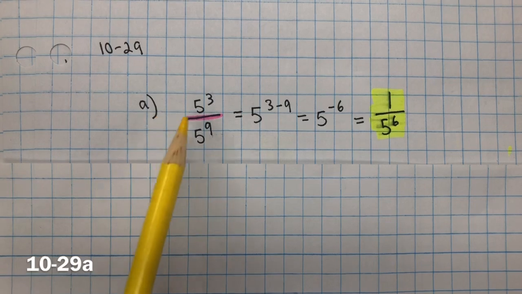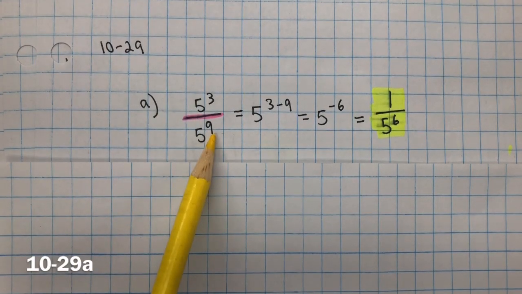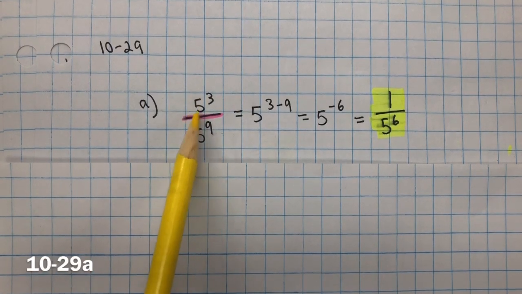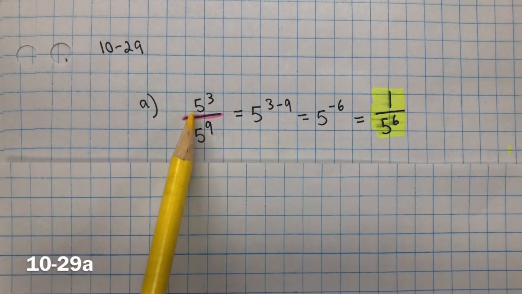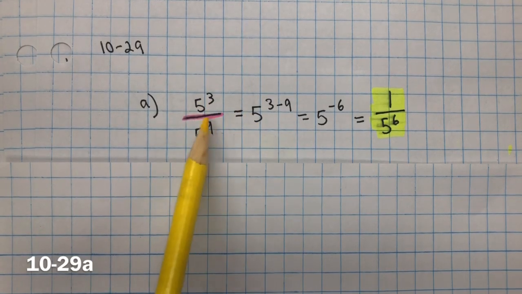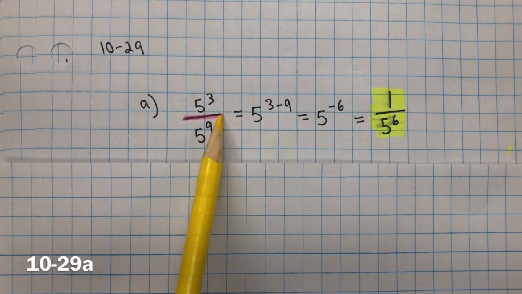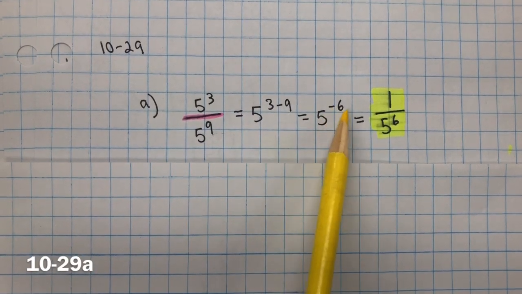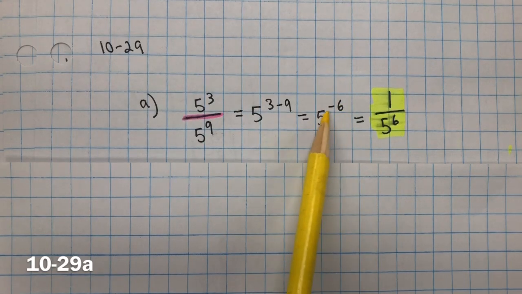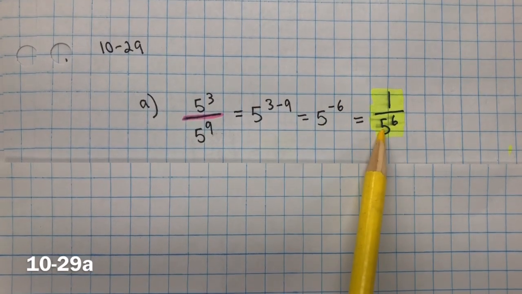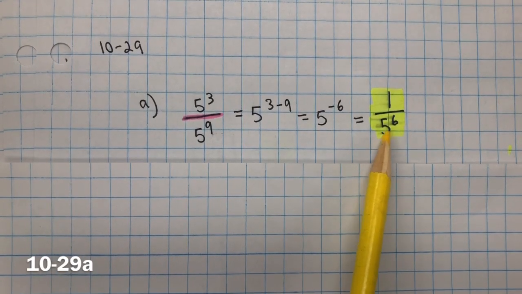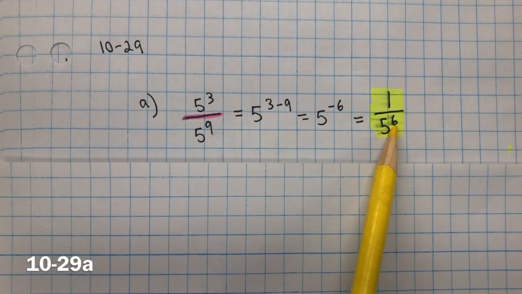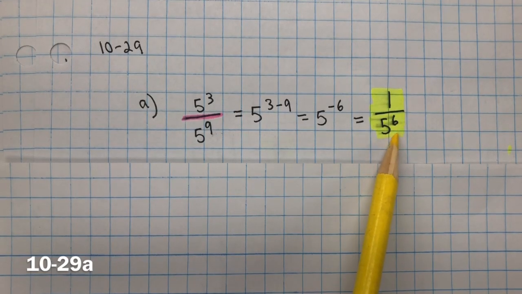For 29a, we have 5 to the 3rd power divided by 5 to the 9th power. One way to solve this is that you subtract the exponents if the bases are the same. So you keep the base, which is 5, and I remind myself that I use this fraction bar to remind me of subtraction. 3 minus 9 equals -6. And then you take the reciprocal of -6, which brings it down to the denominator, which is 5 to the 6th power. If the exponent is 4 or less, you would simplify it, but if it's 5 or more, typically you leave it in exponent form.